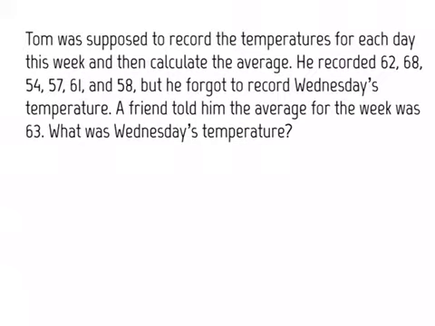It says Tom was supposed to record the temperatures for each day this week and then calculate the average. He recorded 62, 68, 54, 57, 61, and 58, but he forgot to record Wednesday's temperature. A friend told him the average for the week was 63. What was Wednesday's temperature? So you already know the average. The average is not what you're trying to find. So the average was given here to you. It tells you right here that average value is 63.